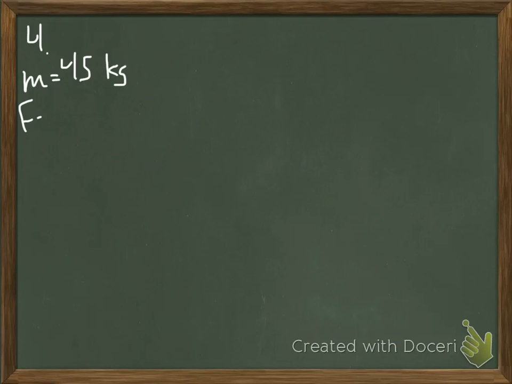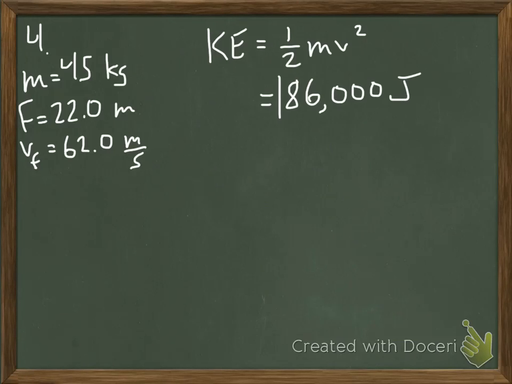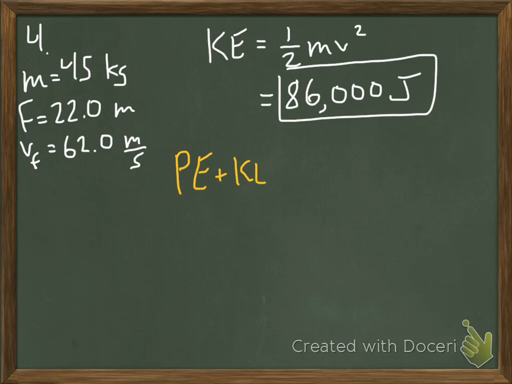We're given the mass. We're given the force of friction. I should have written newtons after that instead of meters. We're given the final velocity. Okay, so we know our equation for kinetic energy. We just plug that in. I'm going to go ahead and write out the conservation of energy here. Let's see what we're actually dealing with here.